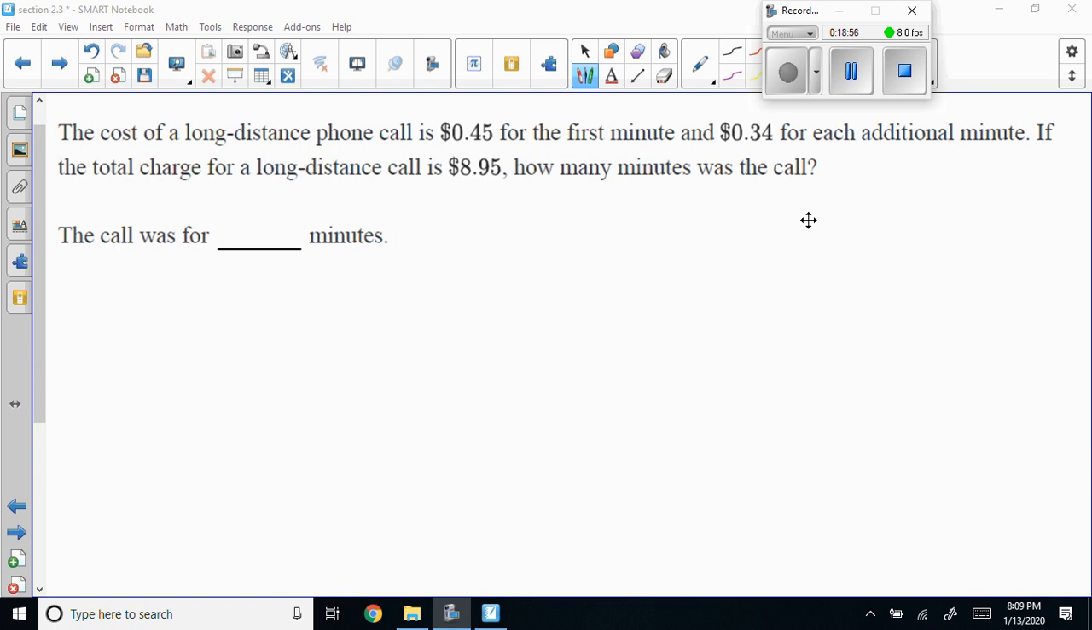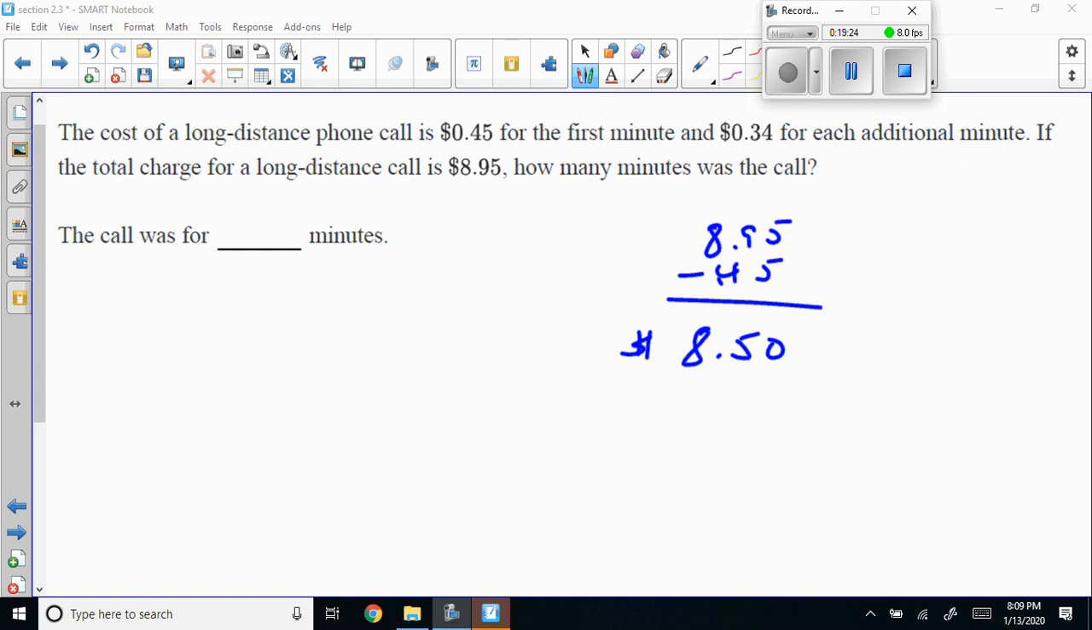Okay, logically, let's think about this. If the whole thing was $8.95, right? The first minute was how much? 45 cents. So I would take $8.95 minus 45 cents, right? Y'all agree? Okay, good. So I'd take $8.95 minus 45 cents. That's what? I got $8.50 left in my bill.